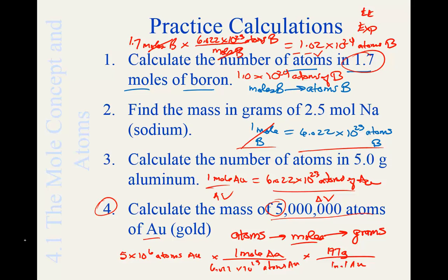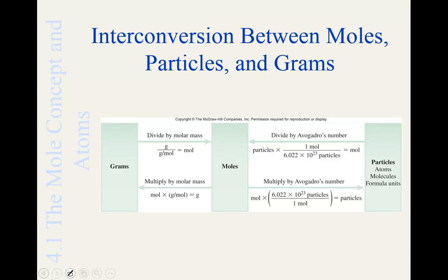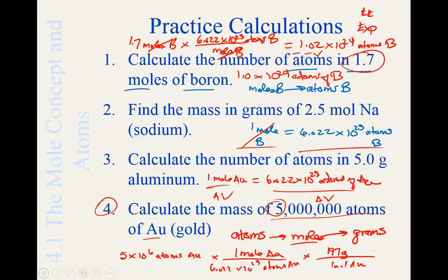So on your calculator, you would take 5 exponential 6. You would divide that by 6.022 exponential 23. So this is going to convert the number of atoms into moles of gold atoms. And then we're going to multiply by 197 grams, and that's going to convert the moles of gold atoms to actual mass in grams. So when we do that, we get 1.6 times 10 to the negative 15th.